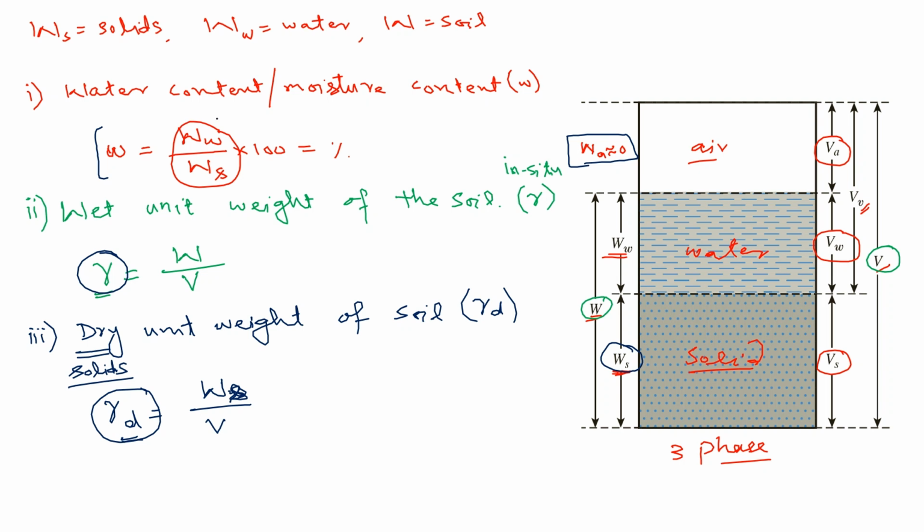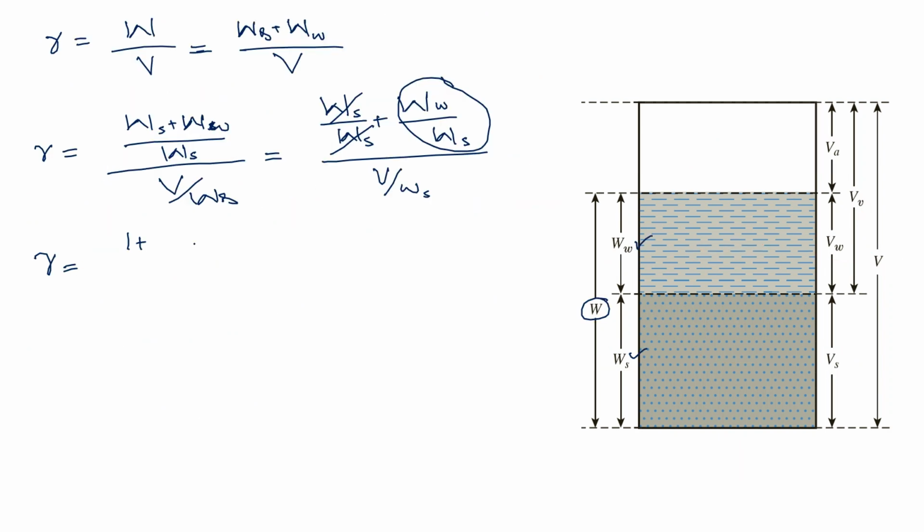Going to the last slide, Ww over Ws is equal to water content. So you can just write here small w for water content, divided by V over Ws. So simply, if we rearrange this equation, it will be like this: 1 plus w into Ws over V. When it is being divided, it is V over Ws. When this term is multiplied with this one, plus w, it will be inverted, like Ws over V.